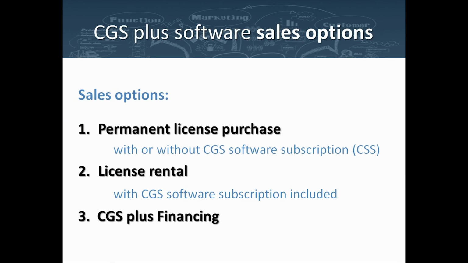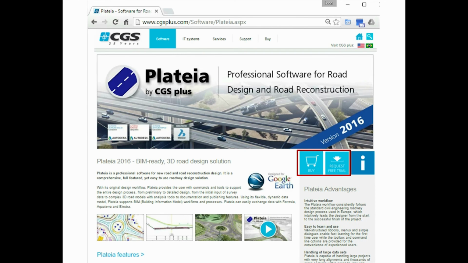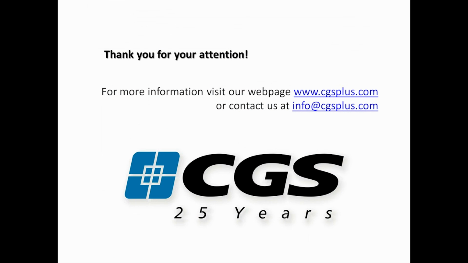Okay, just another overview. So basically there are 3 ways of buying CGS+ software: with permanent license, license rental, and CGS+ financing. If interested in our products, just go to our webpage cgsplus.com, click on the software you're interested in, click on the buy and request a trial option. Just fill in the quote and you will get all the additional information.